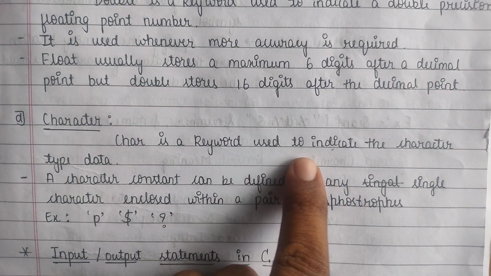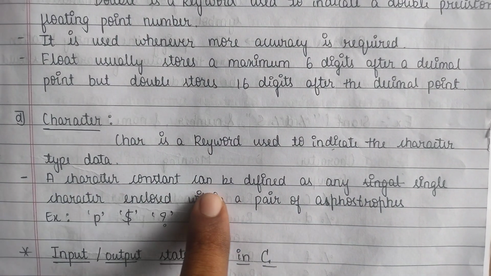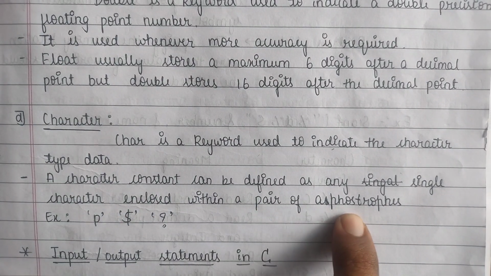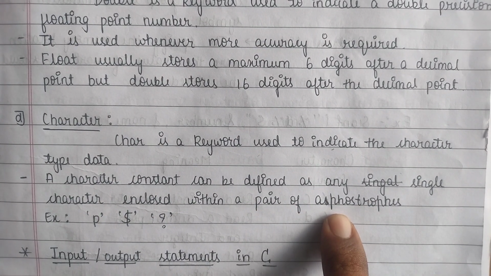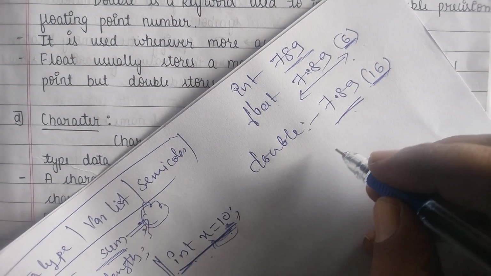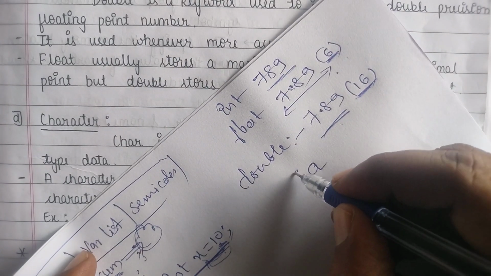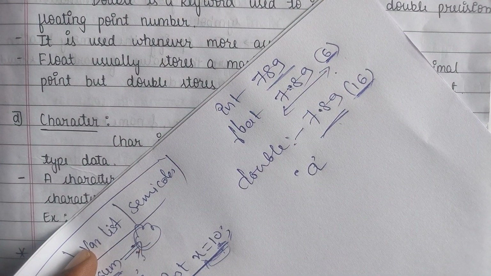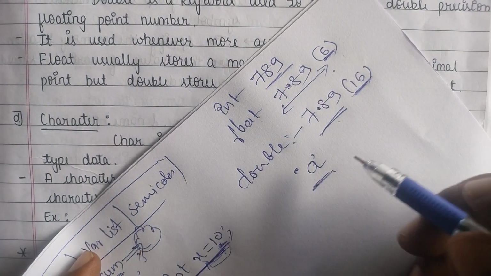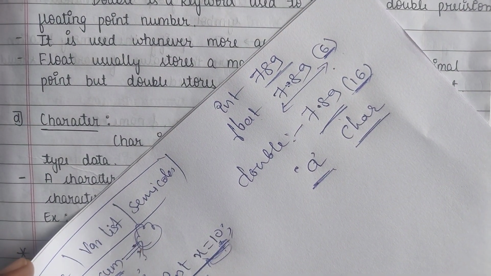Char is a keyword used to indicate the character type of data, and a character constant can be defined as any single character which is enclosed within a pair of apostrophes, or we can say single quotation. A character data type contains only a single character enclosed within the apostrophes. This is called the character data type, and char is the keyword used for it.